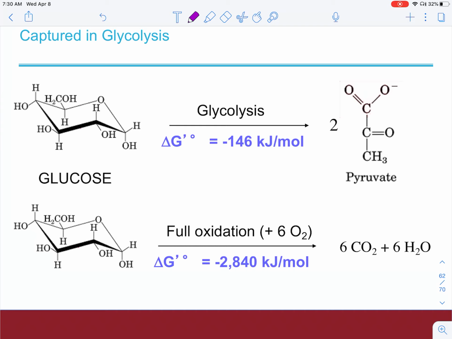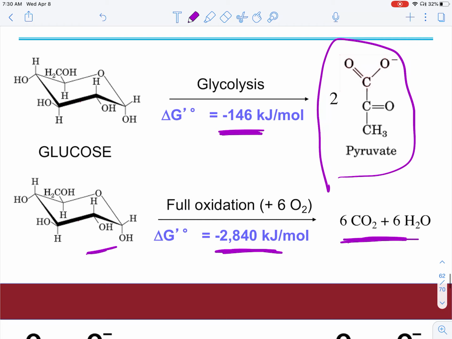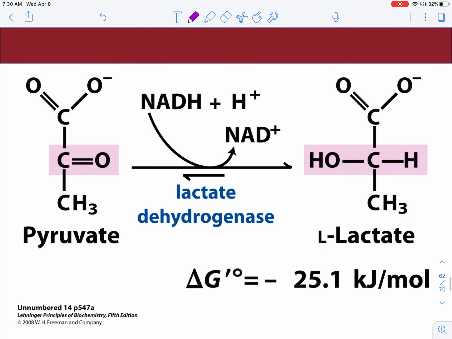And then if you look at this, the full oxidation of glucose, so going from glucose to carbon dioxide and water, yields 2,800 kilojoules per mole. Whereas from glycolysis, you only capture 146, right? So you leave a lot of energy on the table by not going through oxidative phosphorylation. There's some organisms, obligate anaerobes, that can't use oxygen in this process.